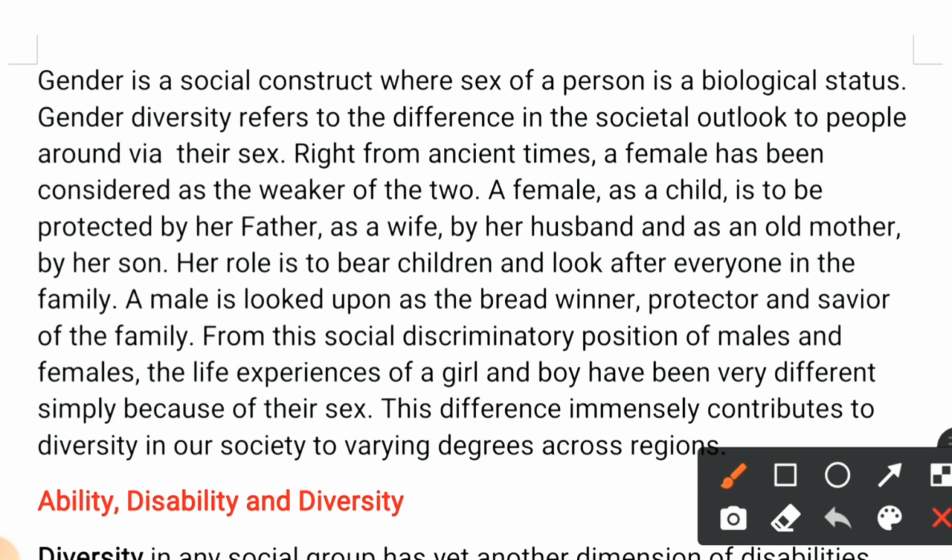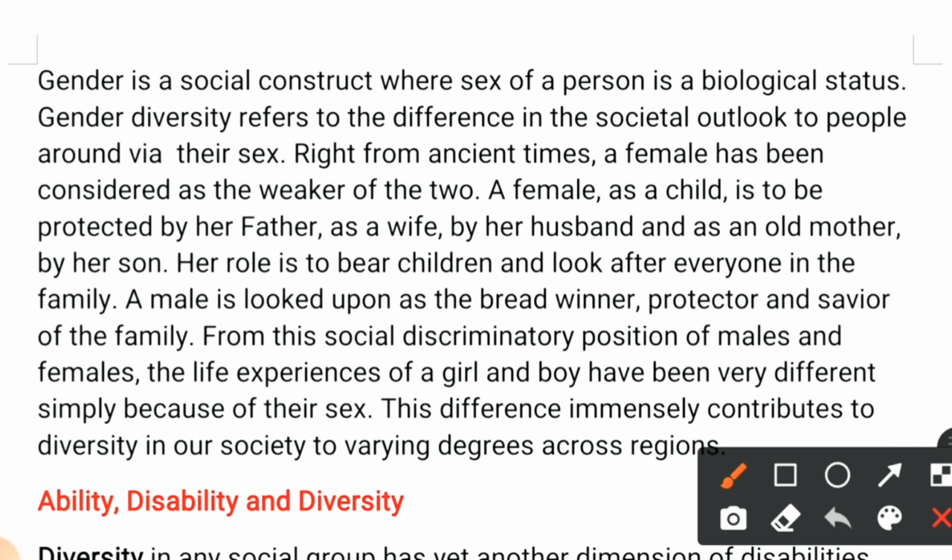So we are talking about gender diversity, how males are treated and how females are treated. Especially in a country like India, which is male dominating, the male is considered the breadwinner of the family. And to date, no doubt the scenario is changing, but it is changing at a very slow pace. Women are coming up and things are changing, but it will still take more time. So let's see what it says about gender diversity.